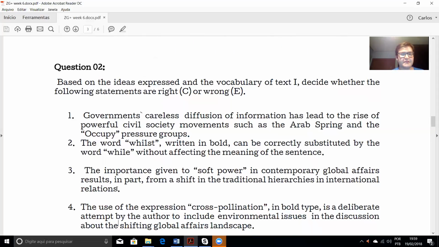Governments' careless diffusion of information has led to the rise of powerful civil society movements such as the Arab Spring and the Occupy pressure groups. And here, this one is pretty correct, it's the same thing I was saying. Sorry, excuse me, this one is incorrect. It's correct that the new diffusion of information has allowed civil society movements such as the Arab Spring and the Occupy movement to become actors of international relations, but it wasn't because of governments' careless diffusion of information that led to that. It was the digital revolution, it was new technologies. It wasn't because the government was carelessly diffusing information, publicizing information that it wasn't supposed to publicize, that these movements were created. There's no causal relationship. He doesn't say anywhere in the text that the governments were carelessly diffusing information.